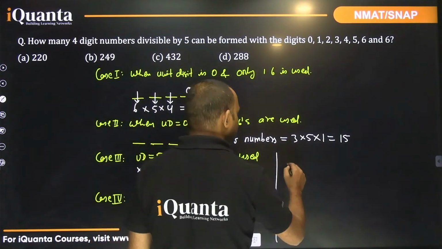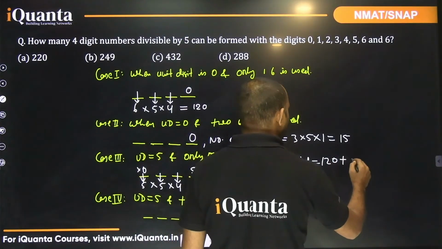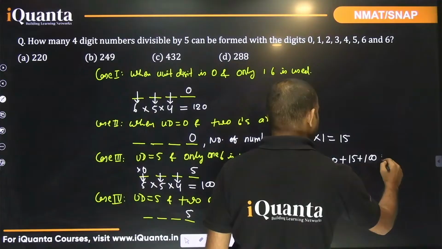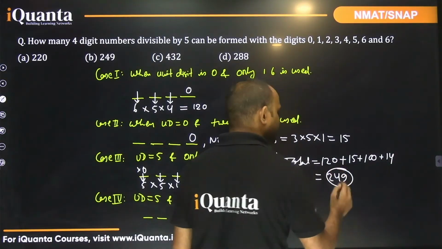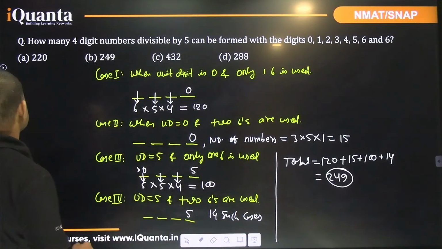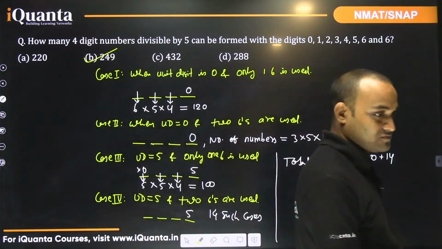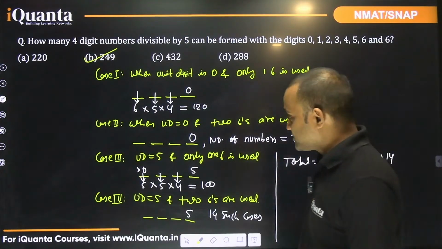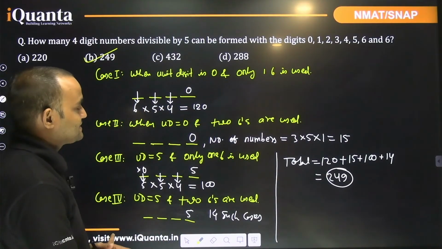So the total number of such numbers will be 120 plus 15 plus 100 plus 14, which is 249. This is the answer, right? So our answer is option B, 249. All right. So this was an interesting question. As you can see, we have to consider different cases.